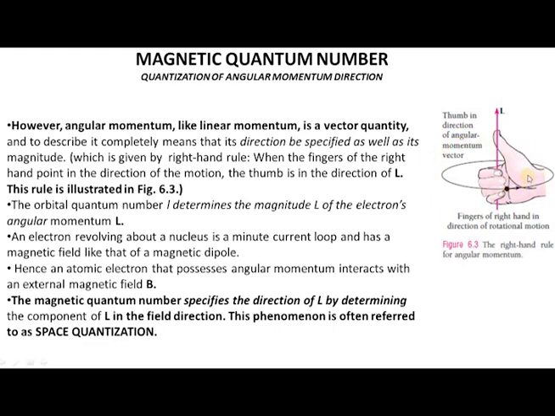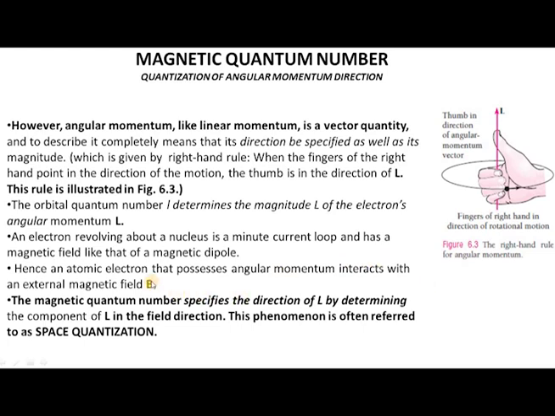The rate of change of electron charge, dq by dt, gives a current. So the moving charge constitutes a current loop which produces a magnetic field, and it has a magnetic dipole. So normally it interacts with an external magnetic field. The atomic electron possesses an angular momentum and it interacts with an external magnetic field.